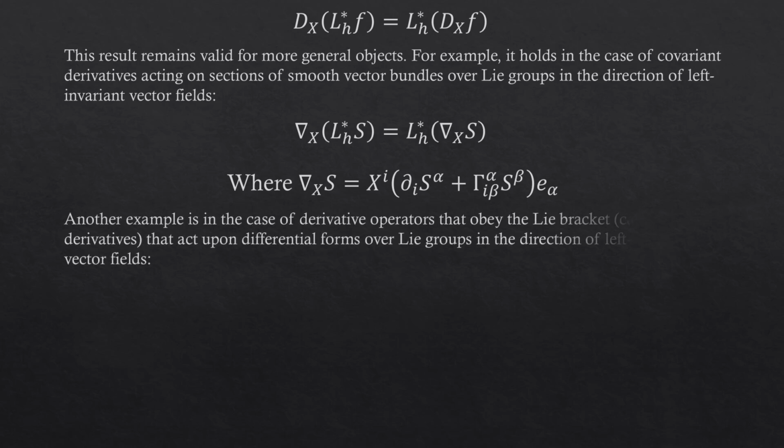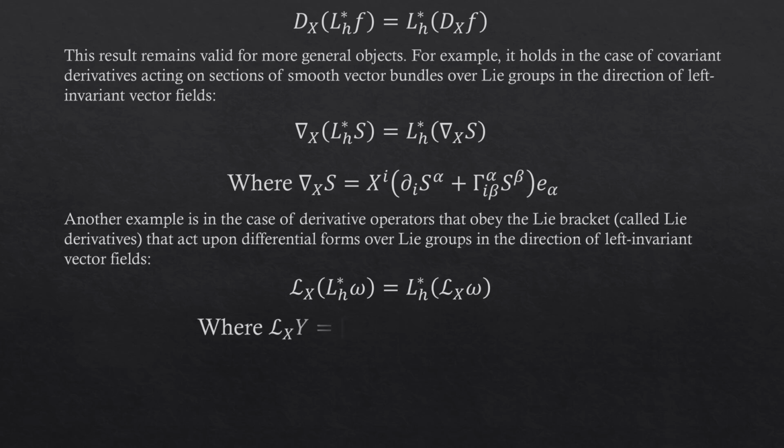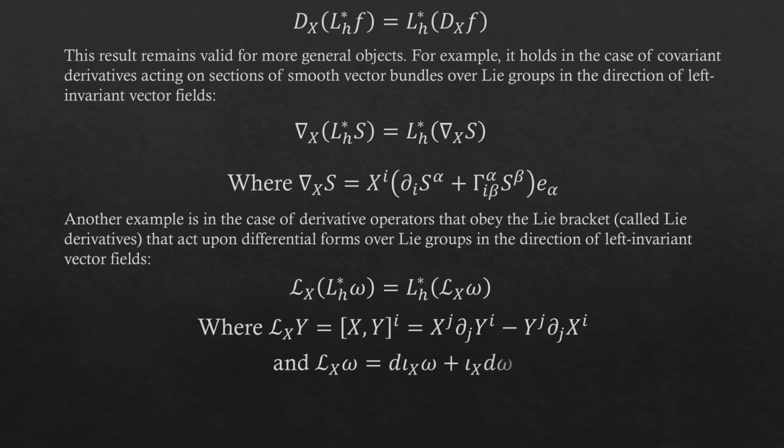Another example is in the case of derivative operators that obey the Lie bracket, called Lie derivatives, that act upon differential forms over Lie groups in the direction of left-invariant vector fields as well. Where the Lie derivative of the vector field y equals the Lie bracket of x and y, and specifically the Lie derivative acting on the differential form omega equals the exterior derivative of the inner contraction of x with omega plus the inner contraction of x with the exterior derivative of omega. This is called the Cartan formula.